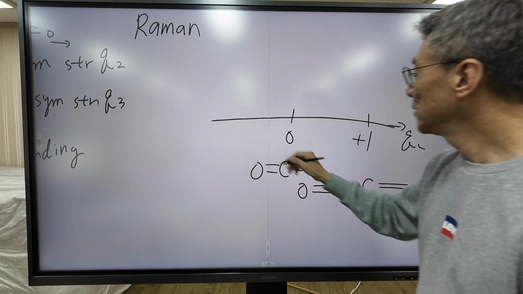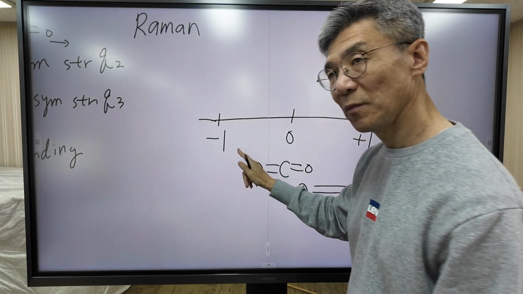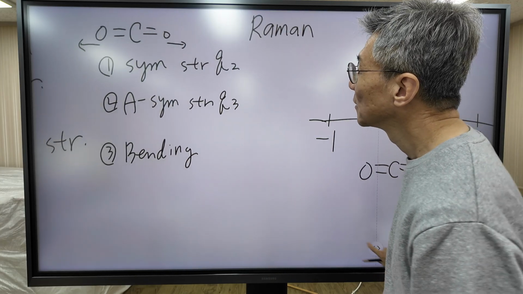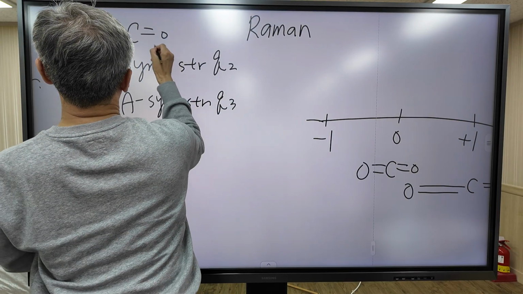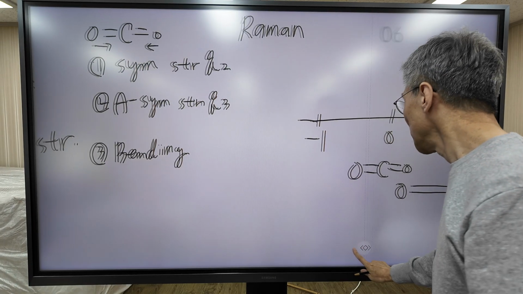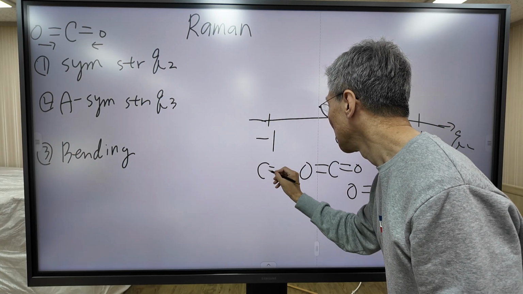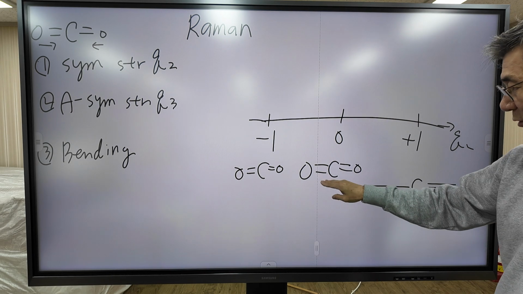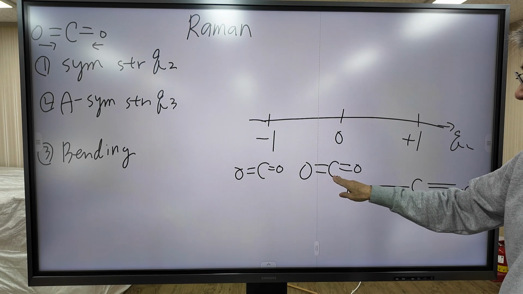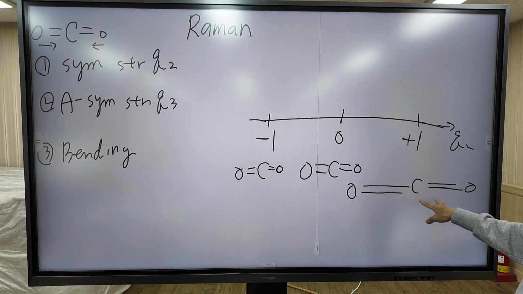Right? When Q equals minus 1, the atom moves in this direction, so the molecular shape looks like this. When Q equals 0, the molecule looks like this. When Q equals plus 1, the molecule stretches.